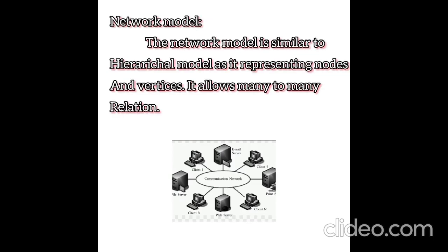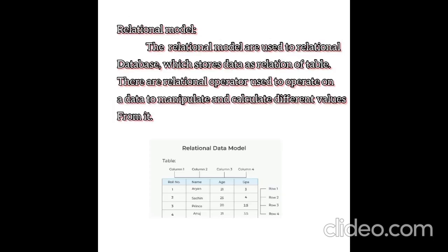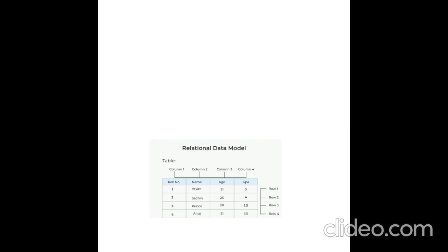Network model. The network model design is similar to the hierarchical model as it represents nodes and vertices. It allows many-to-many relationships. It is best suited for applications which require spatial calculation. Next, relational model. The relational model is used in relational databases, which store data as relations of tables. There are relational operators used to operate on data to manipulate and calculate different values from it.